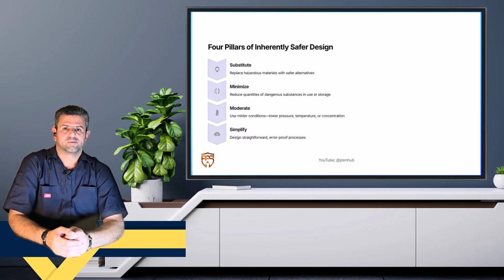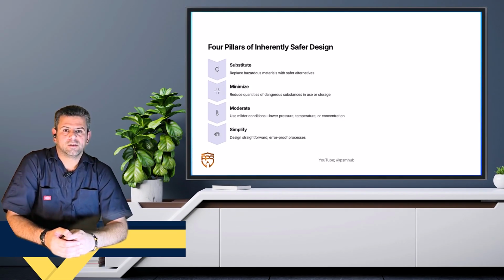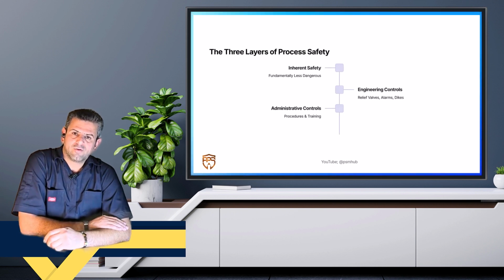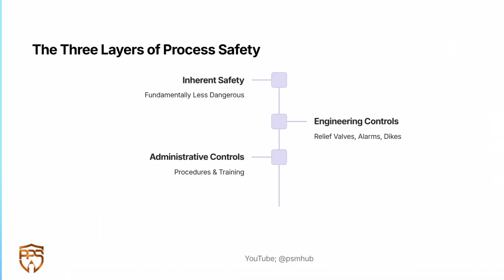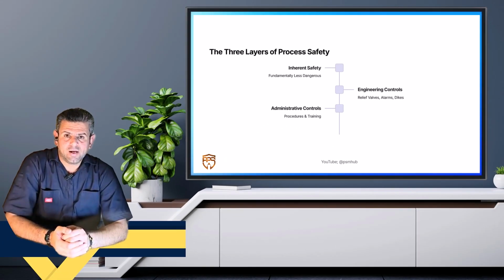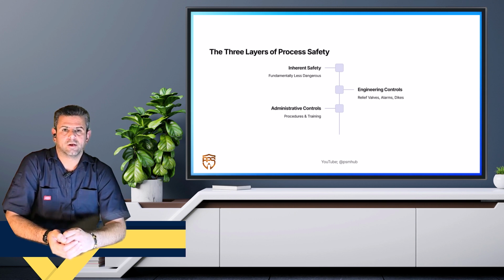Now, let's break down what inherently safer design means in practice. Every industrial facility has three layers of safety measures. The first one is inherent design features. The second is engineering controls, and the third is administrative control. Inherent safety is the first and most fundamental layer.